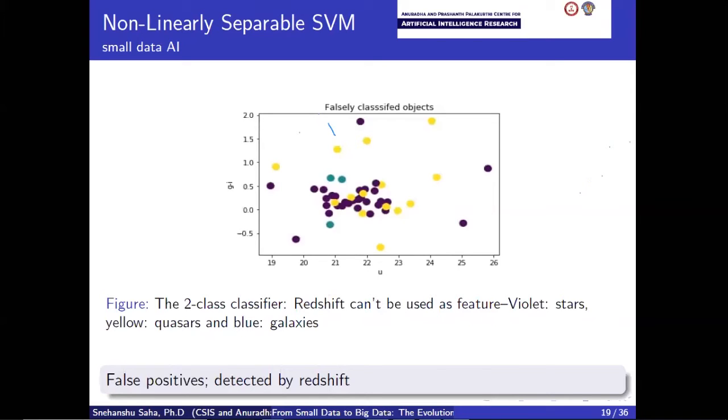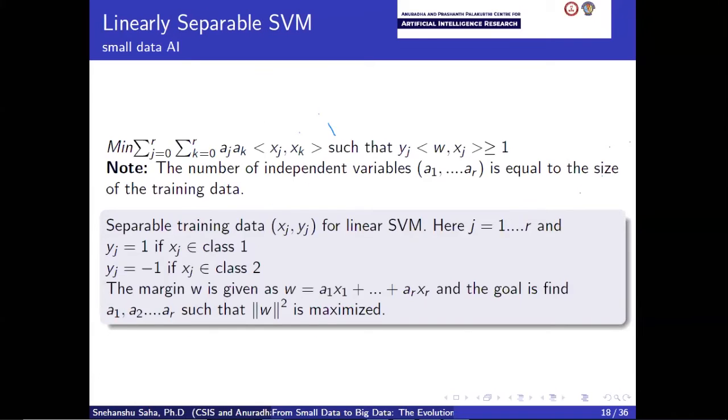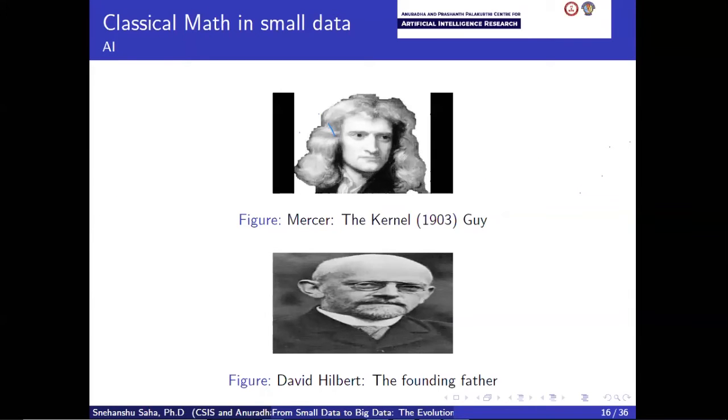When he started looking at a problem like this, which is actually an example from astronomy, these are stars, quasars, and galaxies. The violet ones are the stars and the yellow ones are the quasars. The way these data points are distributed in space, there is no way you can separate them by drawing a line or a margin. So this is a classic example where Vapnik's method would fail. Vapnik knew this. So what he did was, he went back to these two gentlemen.